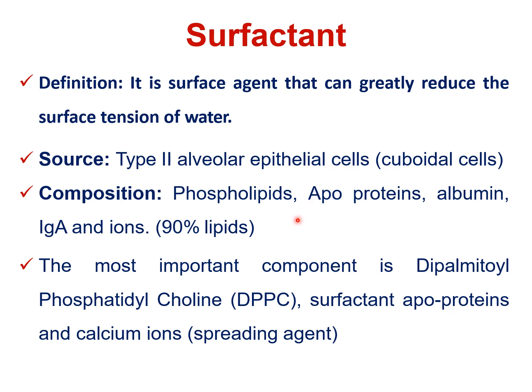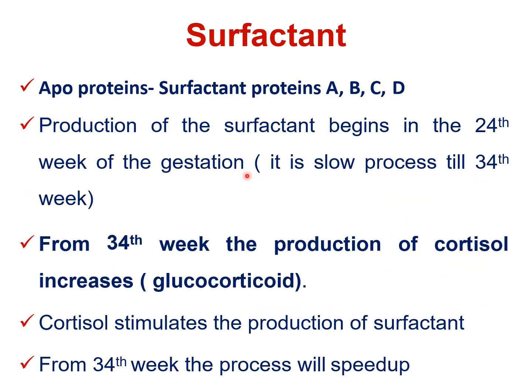The composition of this surfactant is phospholipids, apoproteins, albumin, IgA (immunoglobulin A) and ions, with 90% lipids. The most important component is dipalmitoyl phosphatidylcholine, DPPC, and surfactant apoproteins and calcium ions act as a spreading agent. So remember this term DPPC, dipalmitoyl phosphatidylcholine, which is the important component of surfactant. The apoproteins are surfactant proteins A, B, C, D.